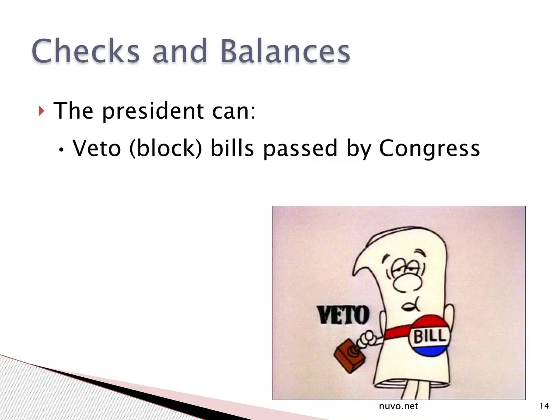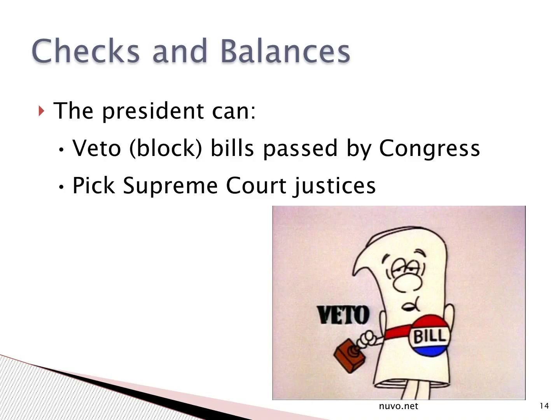The president can veto bills that were passed by Congress. So he can block them. He can say, no, I don't think they're good. He also gets to pick Supreme Court justices. So there's two of his important checks on the other branches.